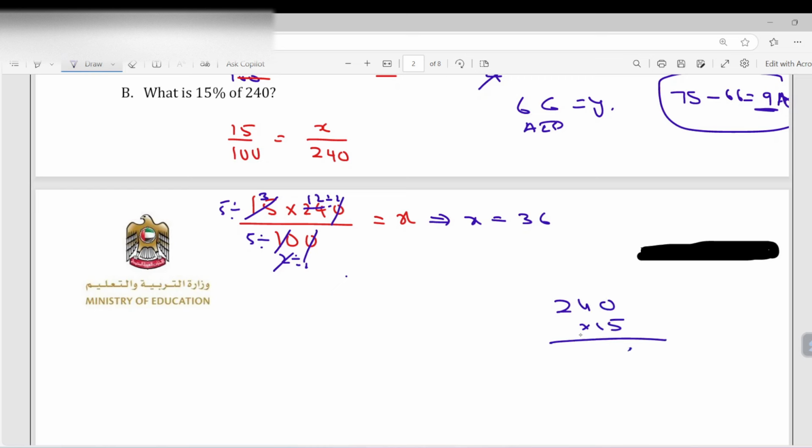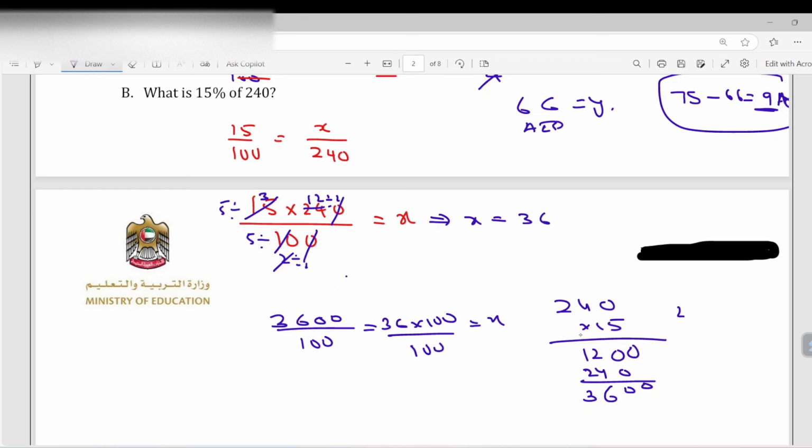40 divided into 15, 0, 5 times 4 is 20, carry 2, 5 times 4 is 20, 22, 0, 4, 6, 6, 3, 6, 3. Now this is 3600 divided by 100. This can be written as 36 into 100 divided by 100 equals x. This 100 in the denominator and numerator gets cancelled, we are left with 36. Any method, any way you go, the answer will be right.